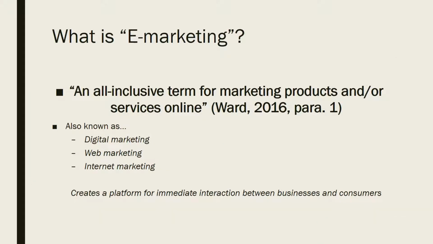So what is e-marketing? According to Susan Ward in one of her 2016 articles, e-marketing is an all-inclusive term for marketing products and or services via the internet or online. E-marketing is also known as digital marketing, web marketing, internet marketing, just a few other terms that are related to the concept. And what it does is it actually creates a platform for immediate interaction between businesses and consumers.